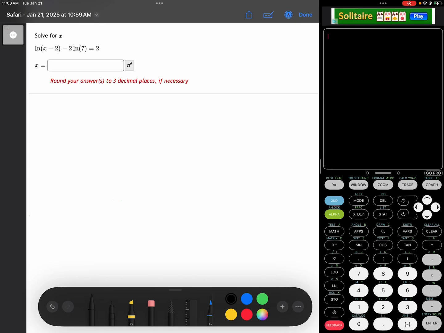This question is asking us to solve this equation, and this equation is kind of unique because it has two natural log terms, or two terms with a natural log in them. It's an interesting problem because in order to solve this, you need to first turn this problem where it has two natural logs into just one.